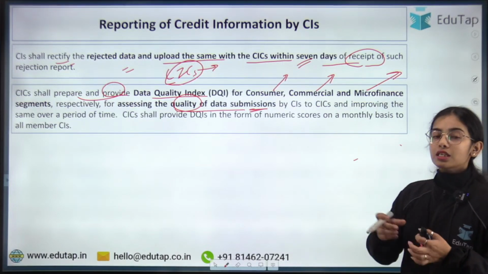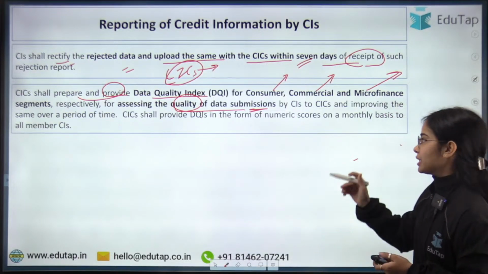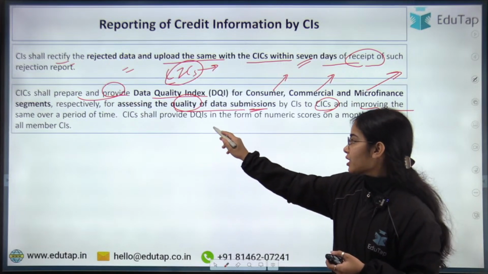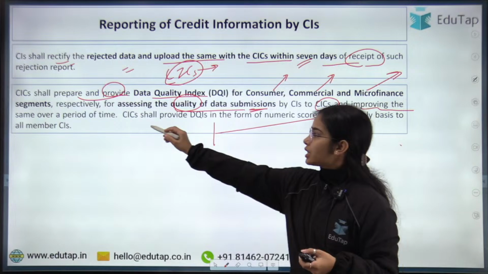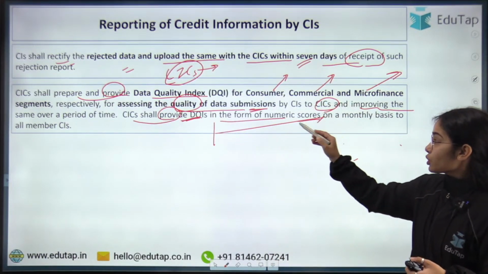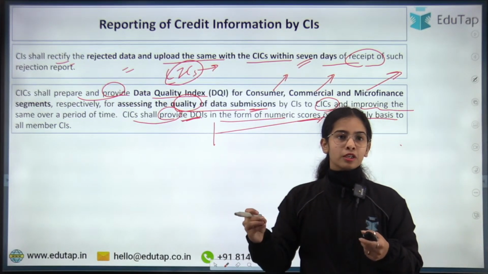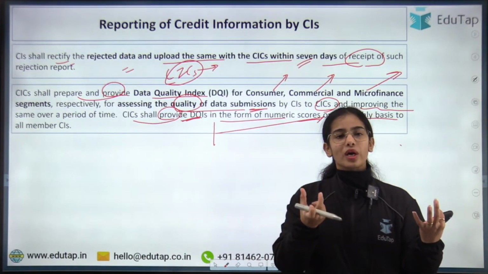So for that there is a data quality index that has to be provided by the CICs, and improved over a period of time. So the data quality has to be improved over a period of time. For that, CICs shall provide the data quality index in the form of numeric scores on a monthly basis to all the member credit institutions, and the credit institutions have to improve their data quality index.